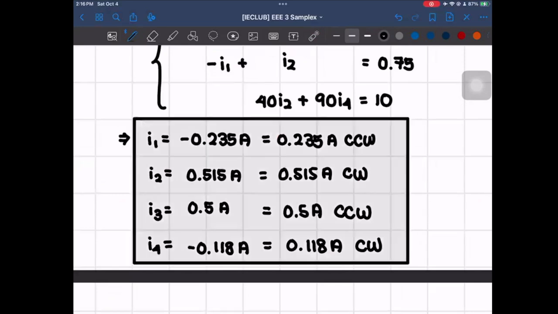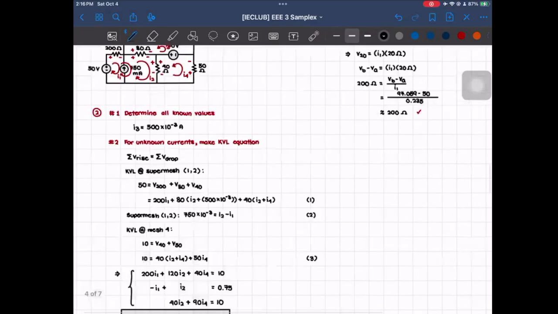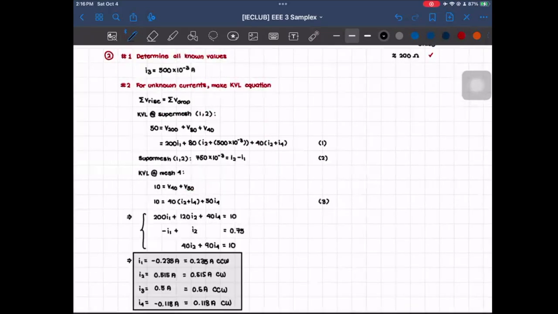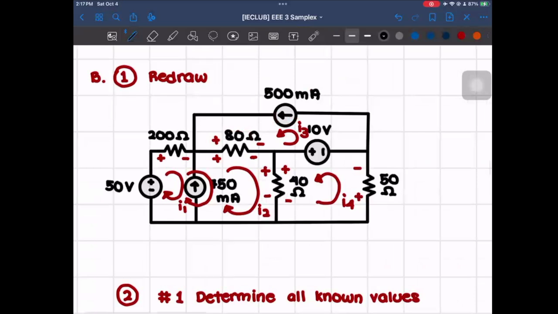So now that we actually have these values, what we could do is recheck if what we got for nodal and mesh are the same. Because if they're the same, there's a very high chance that you actually got the correct answer. So we could recheck this by looking at one of our resistors. Let's say we look into the 200 ohms resistor and see if the V value we get if we use our mesh analysis, or the I value we get if we use nodal, is the same.